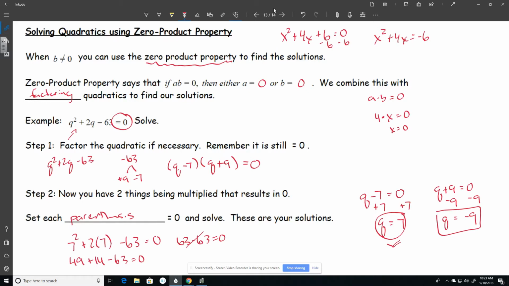I can do the same thing with negative 9. I can plug in a negative 9. Negative 9 squared plus 2 times negative 9 minus 63. Negative 9 squared is 81. 2 times negative 9 is minus 18 minus 63. 81 minus 18 minus 63 equals 0. So that is also correct. Those are my two solutions.